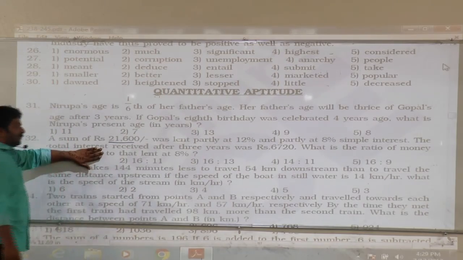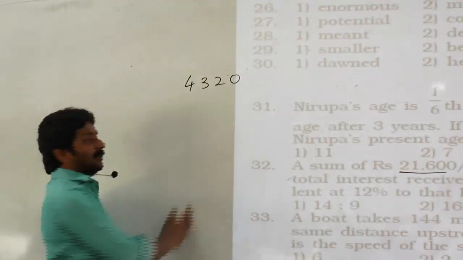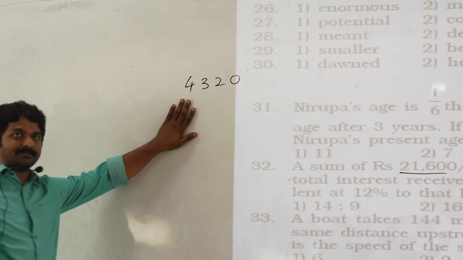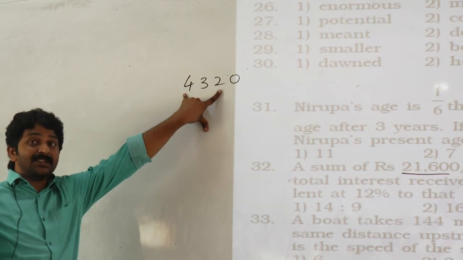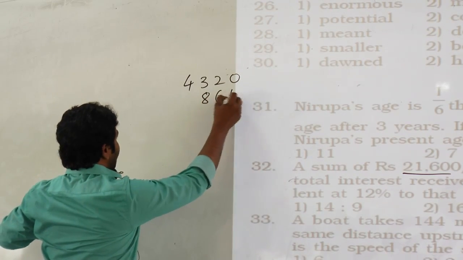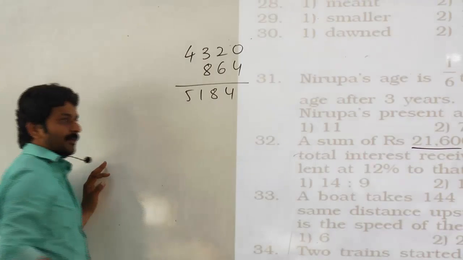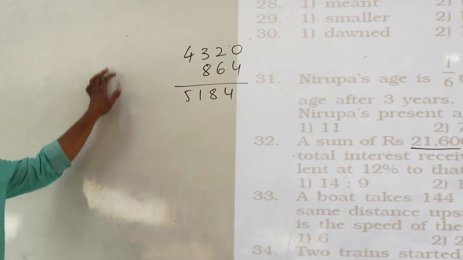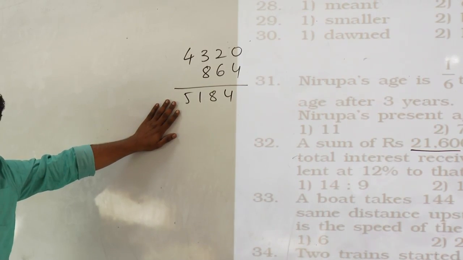10% is 2160. 20% is 4320. 2% is 432. 8% will be 864. So that will be total 5,184. The total money is given for 8% per annum. For 3 years together you will get 5184 rupees.